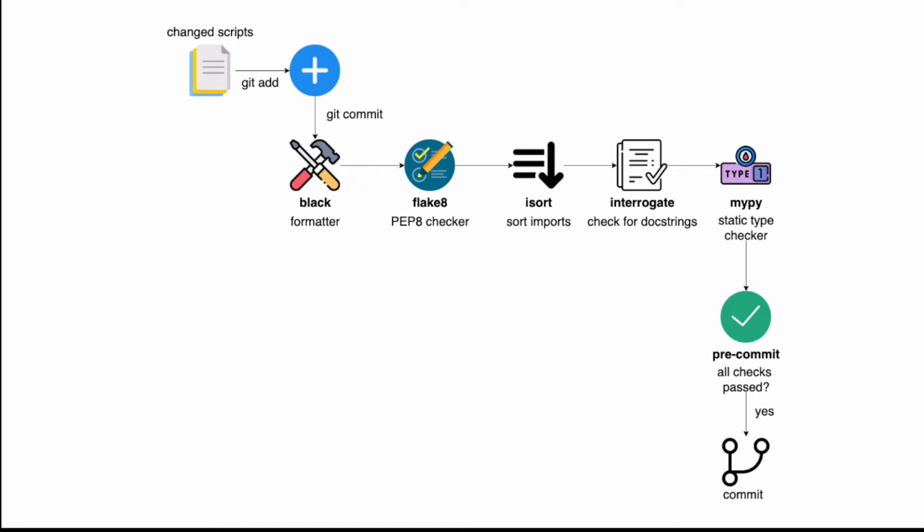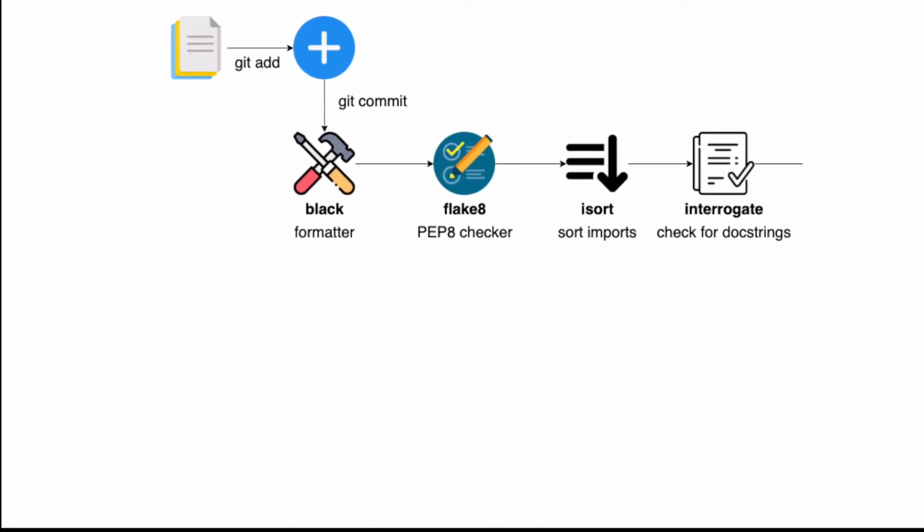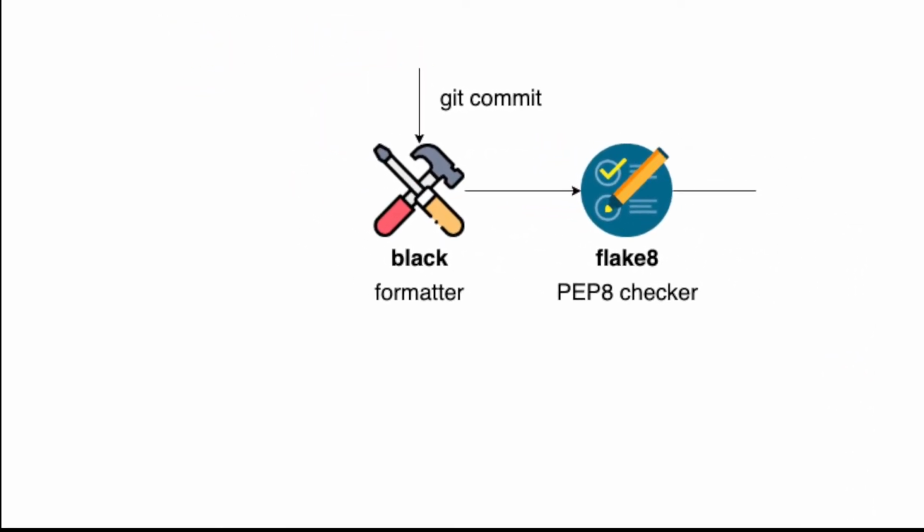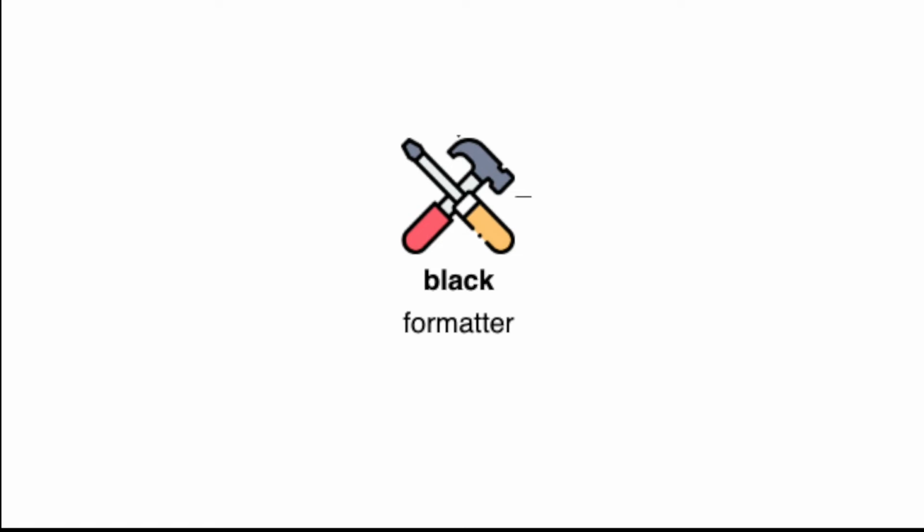Previously, I talked about pre-commit, a framework that allows you to identify simple issues in your code before committing it. You can add different plugins to your pre-commit pipeline. In this video, I'm going to talk about one of the plugins, which is Black. Black is a code formatter in Python. To install Black, type pip install black.